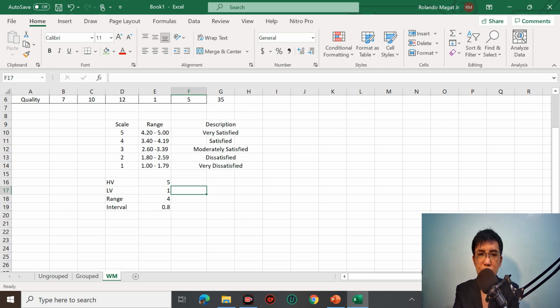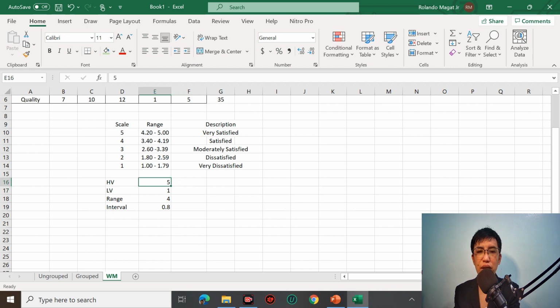So, ibig sabihin, every value that falls within the range of 4.2 to 5 is very satisfied. Any value, or weighted mean, that is 3.4 to 4.19 is satisfied, and so on and so forth. Okay? So, sir, paano kapag 7-point Likert scale?